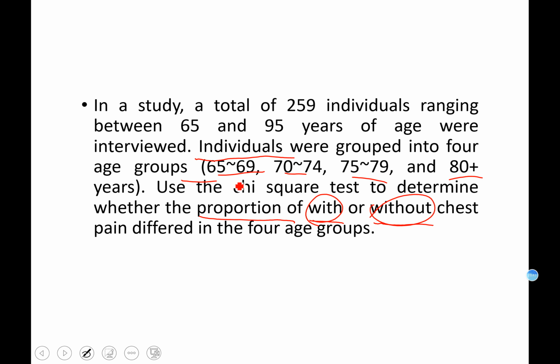But we can find that here in age groups we have 4 levels, because age groups are divided into 4 groups. So here, the levels of one variable is more than 2, so we can call it R times C contingency table.